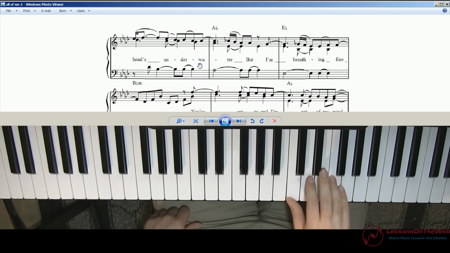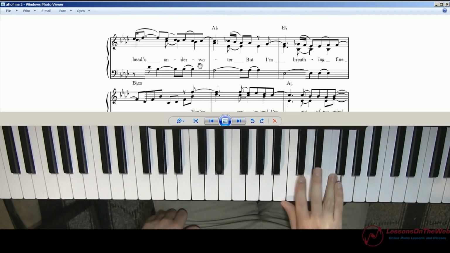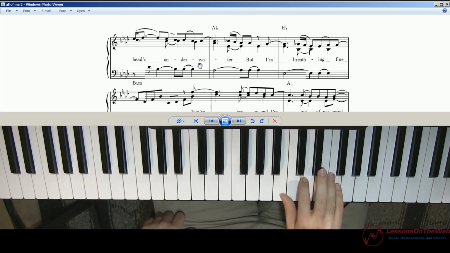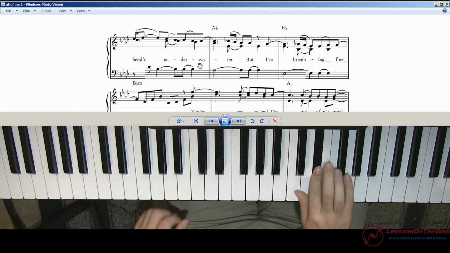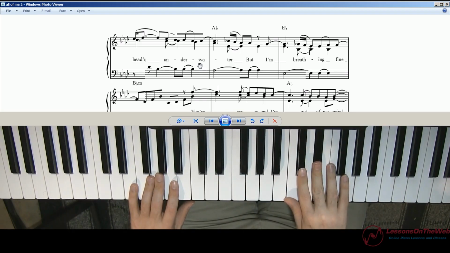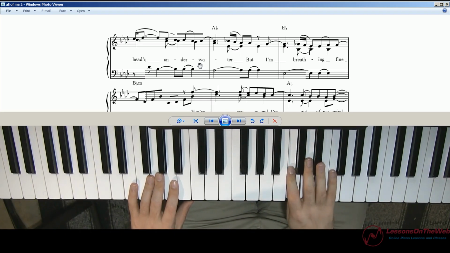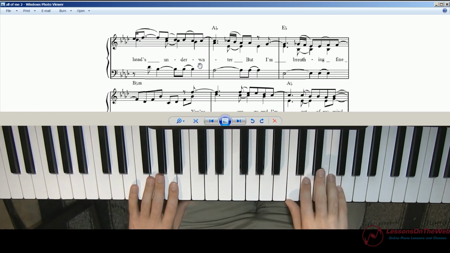And then "heads" will be E flat real quick to F. Heads. And then "under." That's kind of strange how they split up the lyrics there. But anyways, for "heads," you have E flat, F, heads.